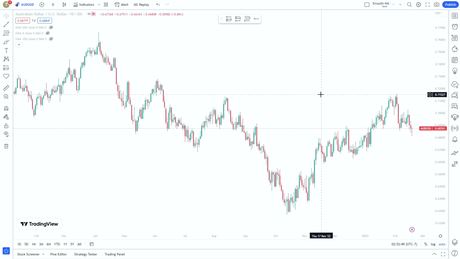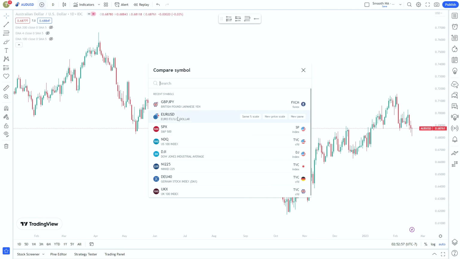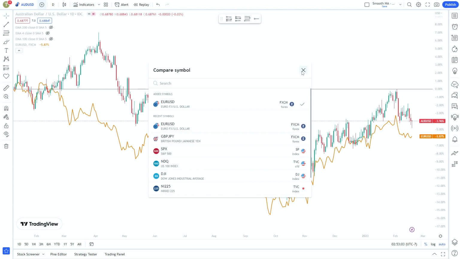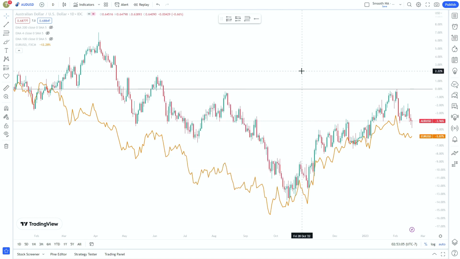I'm going to add in a highly correlating pair, which is Euro USD, to see how it compares visually. So if you're on TradingView, you can go up to here, compare or add symbol, and I'm going to add in Euro USD. Same scale, etc. We'll add this in, and you can see that an orange line has appeared, which represents Euro USD.